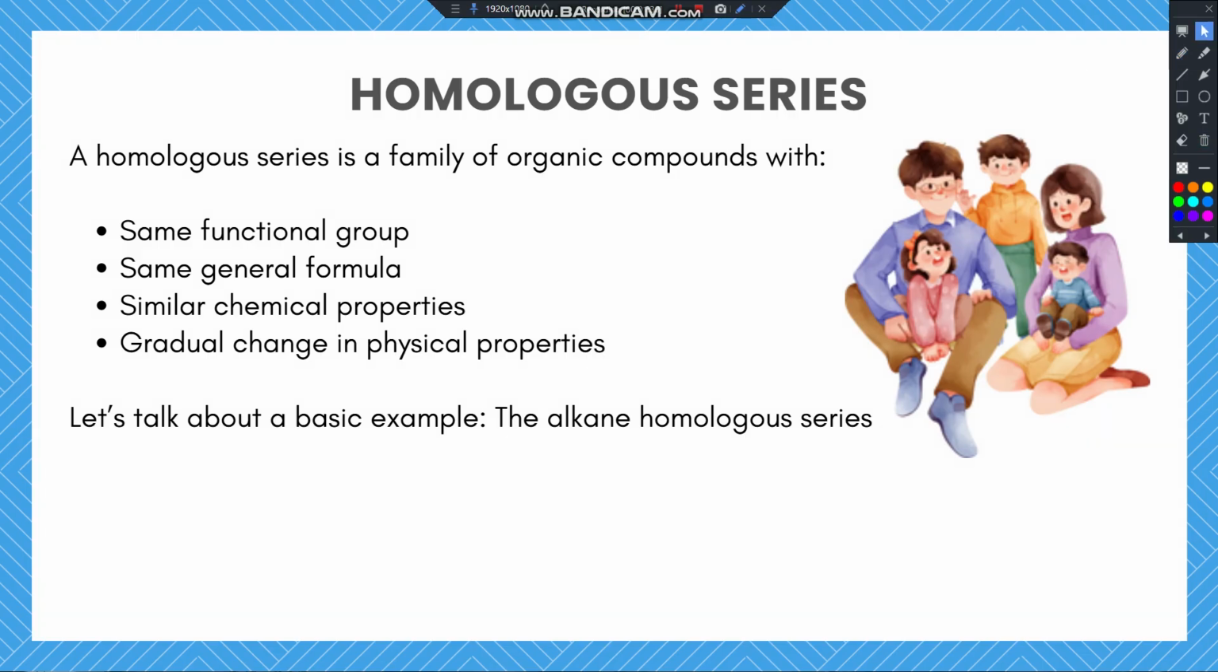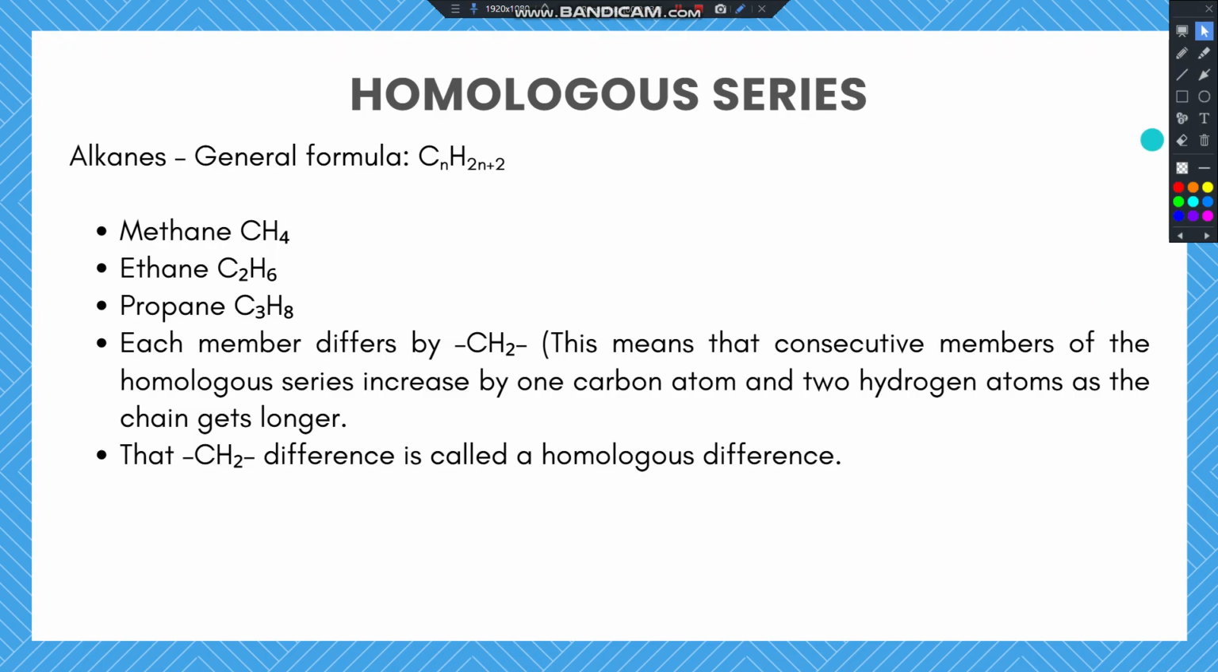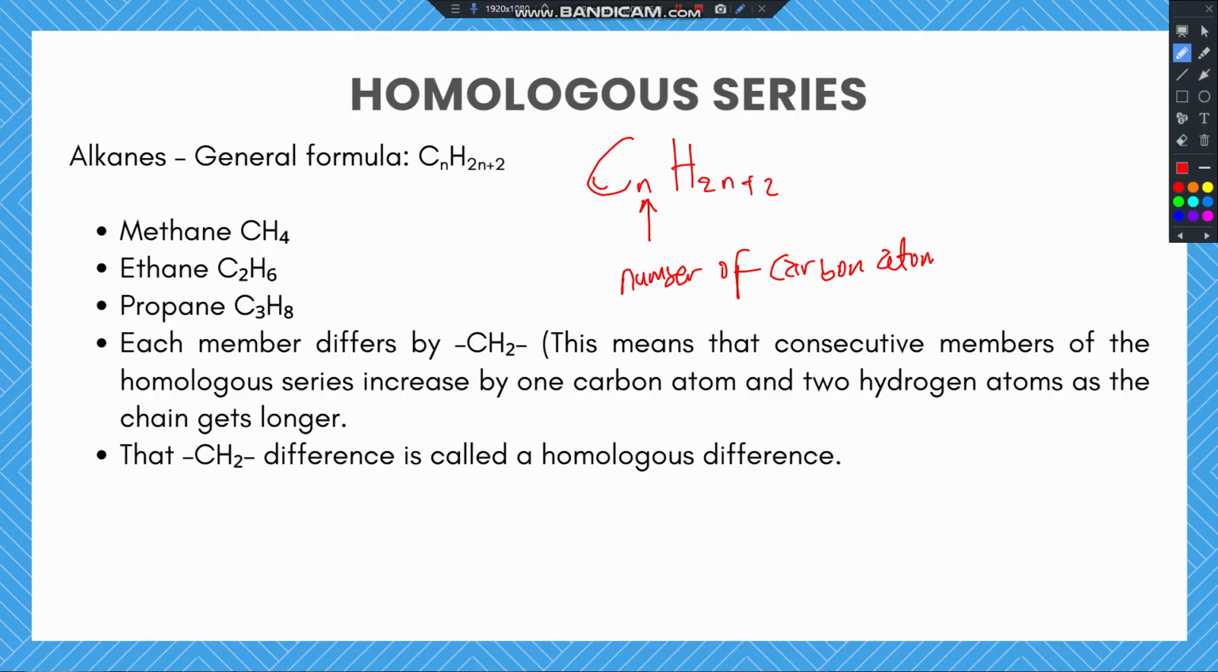When we say alkane, we're simply referring to a group of hydrocarbons that possess the general formula CnH2n+2. What does this mean? It means that n represents the number of carbon atoms present in the molecule. That is what this formula stands for.